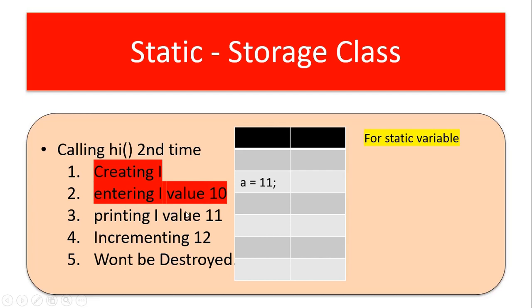Printing the value that is already present in i, incremented to 12, and won't be destroyed. Calling high for the third time, value 12 is already present, it will be printed and incremented to 13. So this is how a static variable behaves when continuously called using a function. Once it is created, it will remain in memory until the entire program completes its execution. So from this, static variable is over.